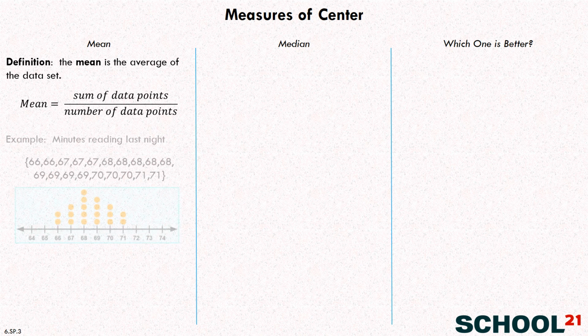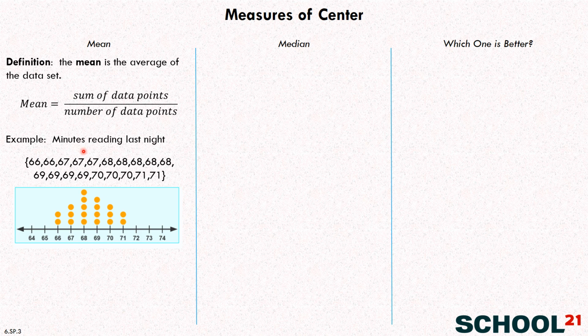So let's look at an example here. Here we have some data about minutes some students spent reading last night. And we list all the data here in a set. Sometimes you'll see the data listed this way. So each one of these, 66 minutes, they're put in order in this case. 66 minutes again, another student. A third student did 67 minutes, then another 67, all the way to a student who read for 71 minutes. That's kind of hard to see from just the data points listed here.